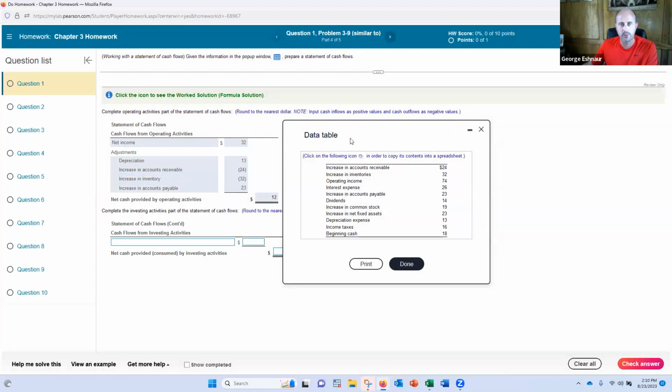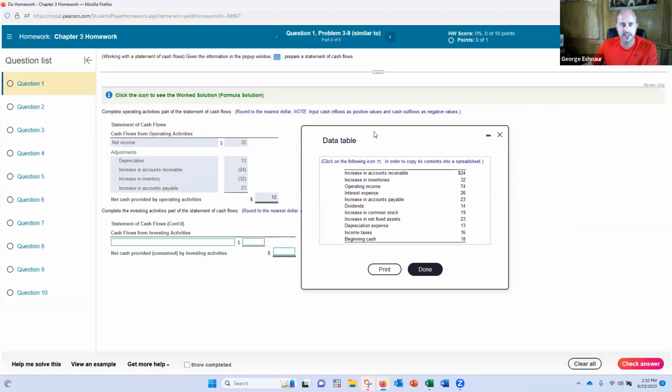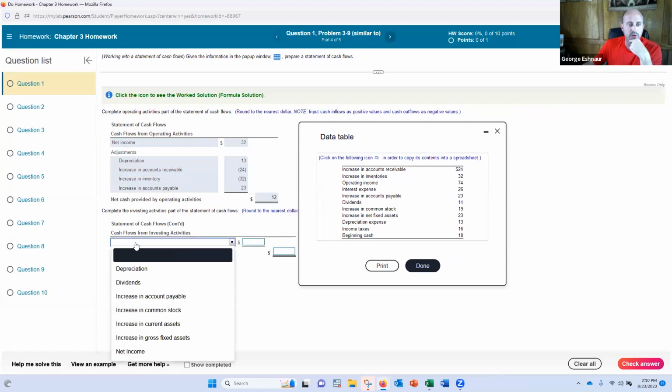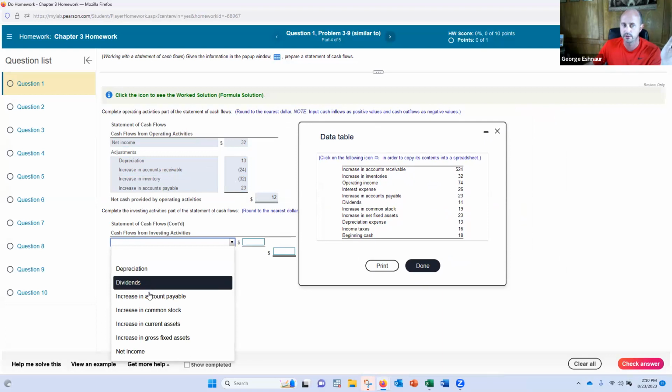Okay. So when we look at that, we see that it's done. We got the net cash provided by our operating activities. That's step one. Next we move into cash flows from investing activities. It's the same drop down, so we can automatically eliminate depreciation, AP, and net income.